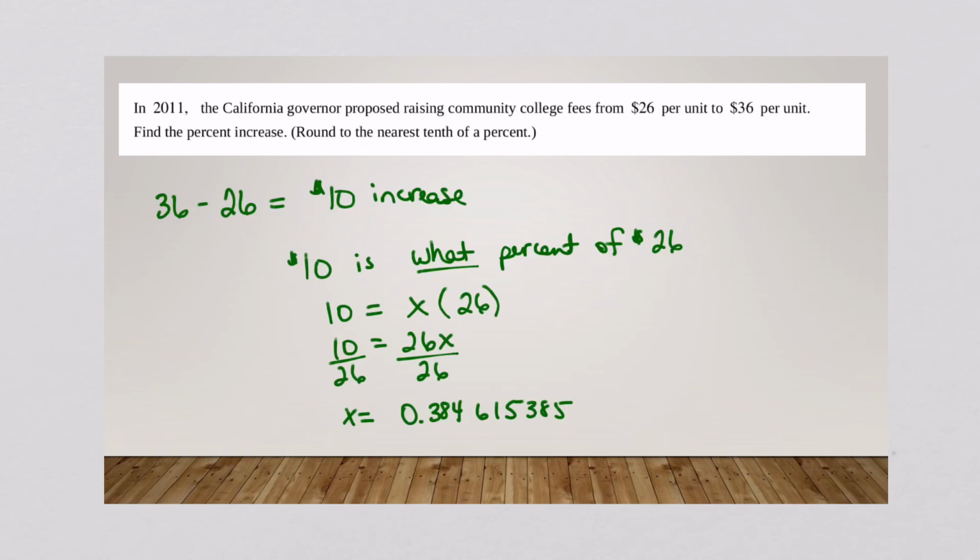Okay, so I want to round this to the nearest tenth of a percent. So first of all, I need to move my decimal 2 places. Then I want to round it to 1 decimal place. But I have to look at this number, and if it's 5 or greater, I've got to round this number up 1. So it is 5 or greater, so 38.5% is the amount of the increase.